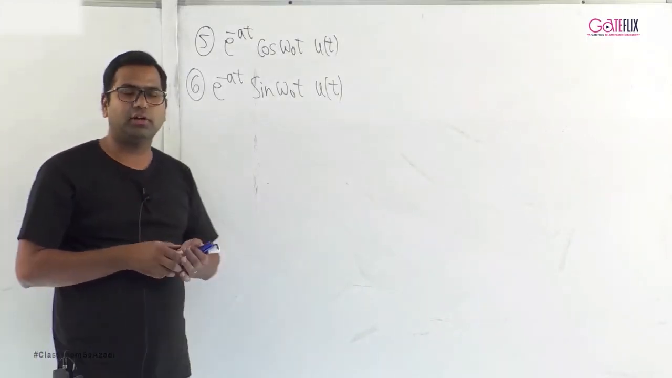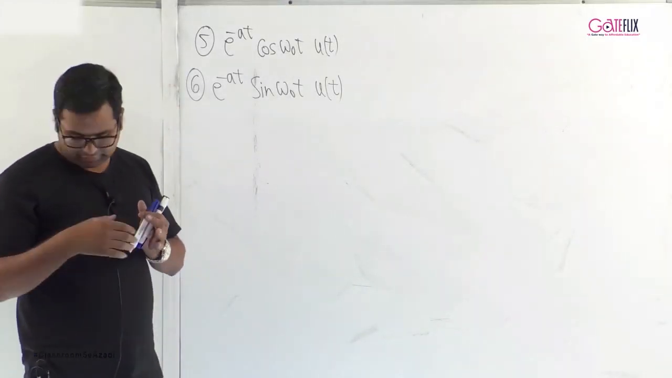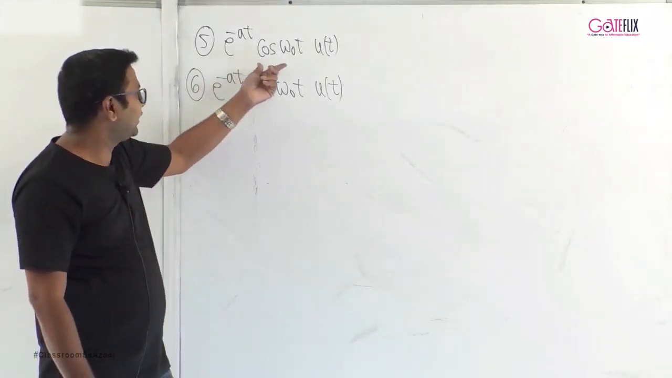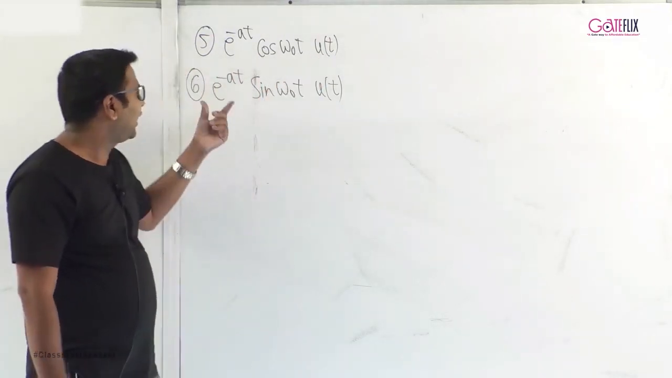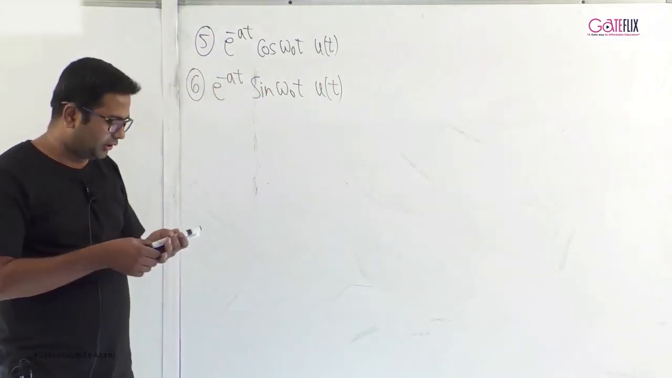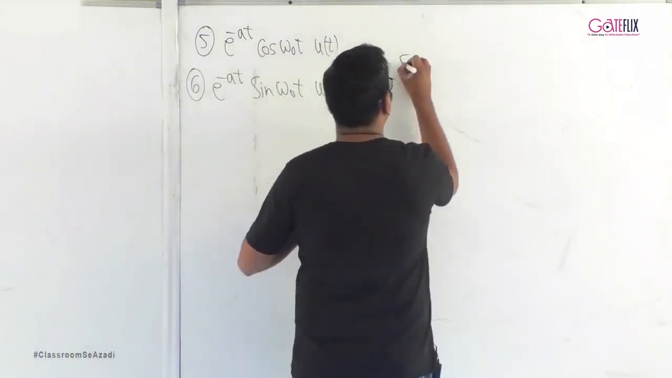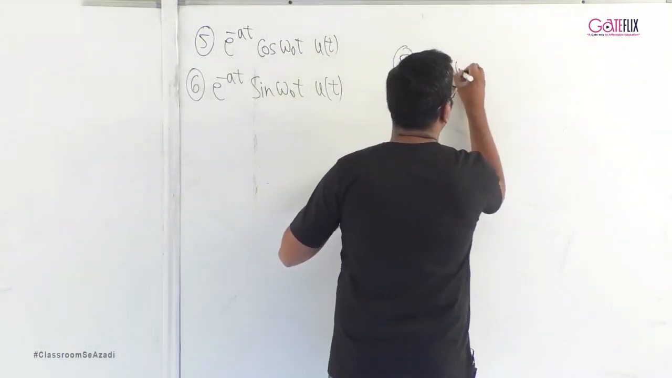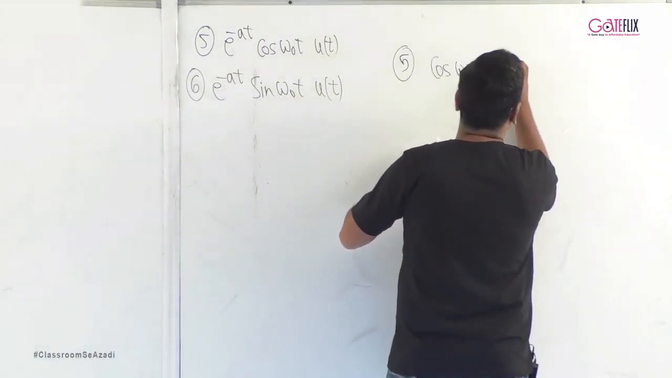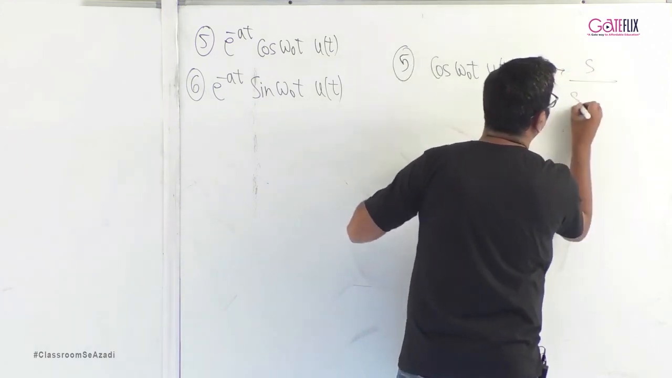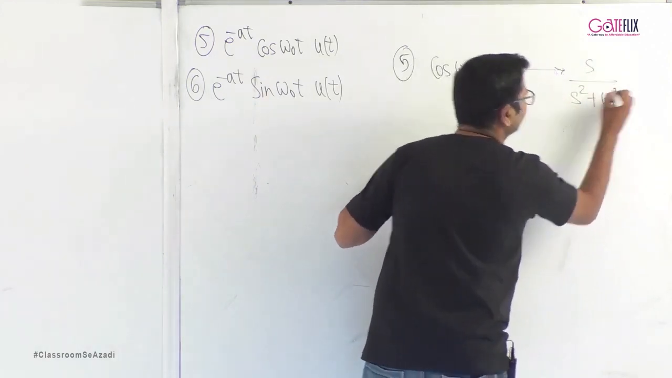In the next question, we have to find the Laplace transform and ROC of e raised to minus at cos omega naught t u of t and e raised to minus at sin omega naught t u of t. I will start the fifth question with cos omega naught t u of t, which we have proved as s upon s square plus omega naught square.